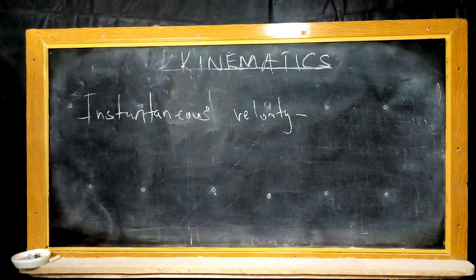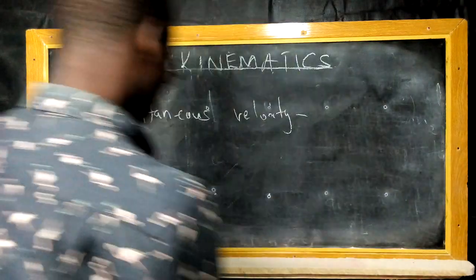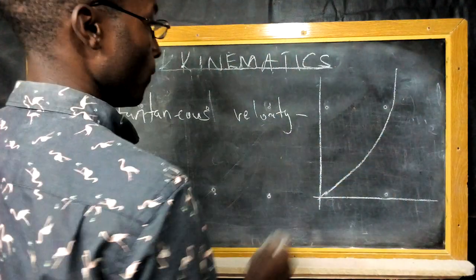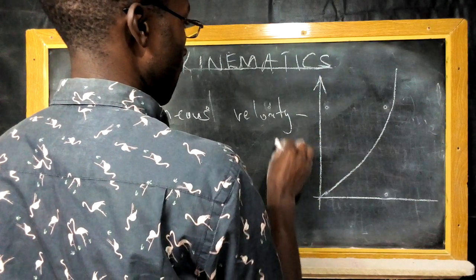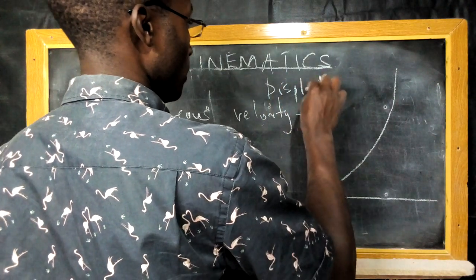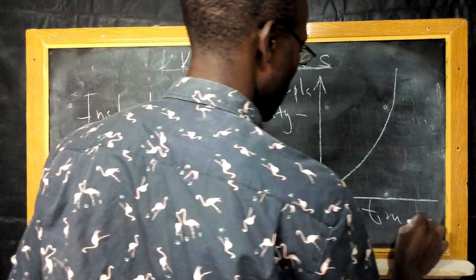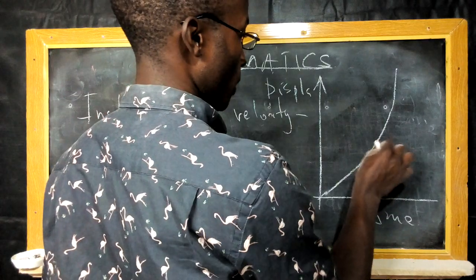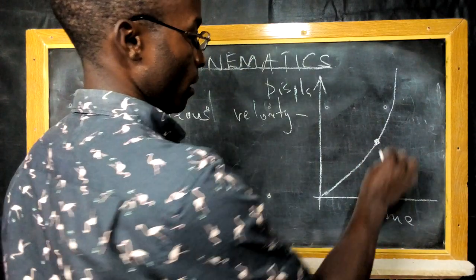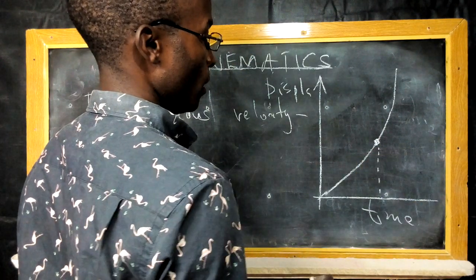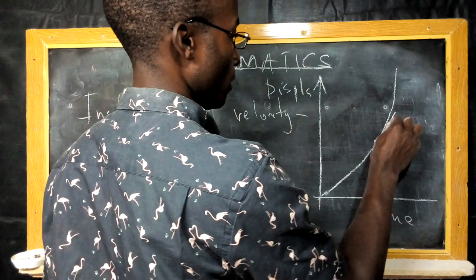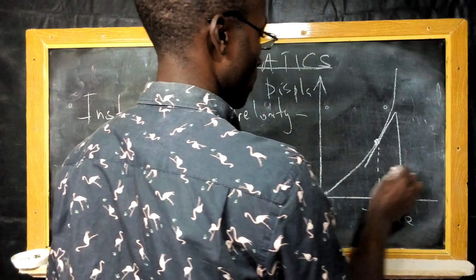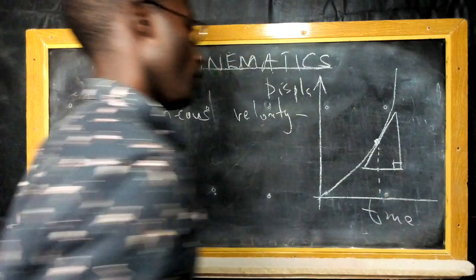So in that case, for instance, we have a graph, which we talked about, which is a graph of displacement against time. And then we can see that the velocity is non-uniform. So maybe we might be required to find the velocity at this point in time. So what we do, we just draw a tangent at this particular point, which is coinciding with that point, and then try to find the gradient of the tangent at that point.